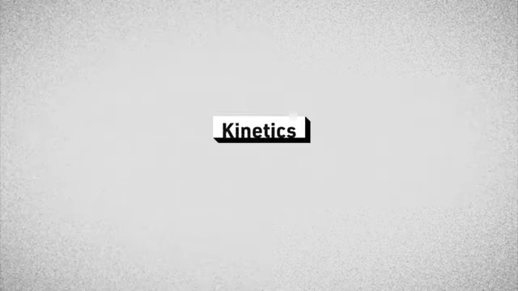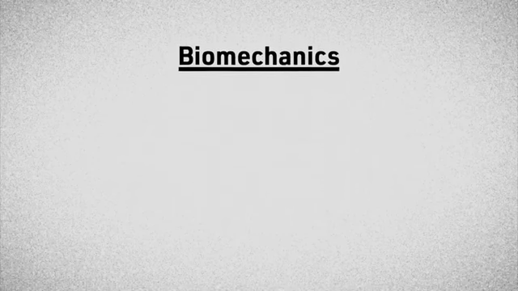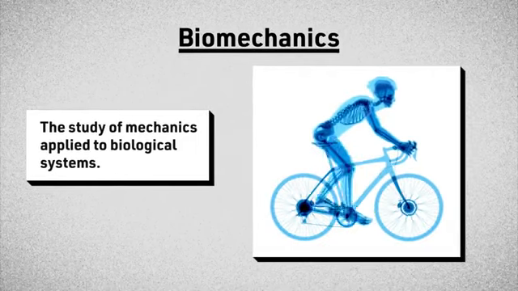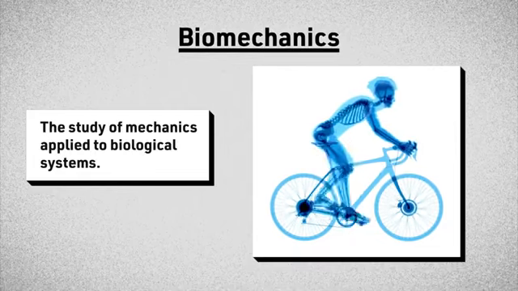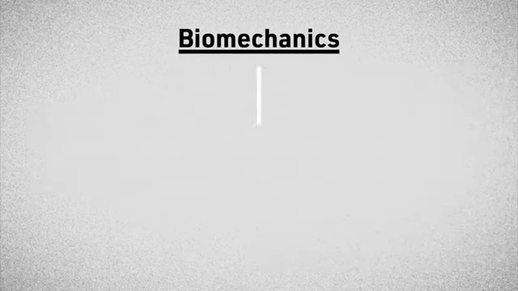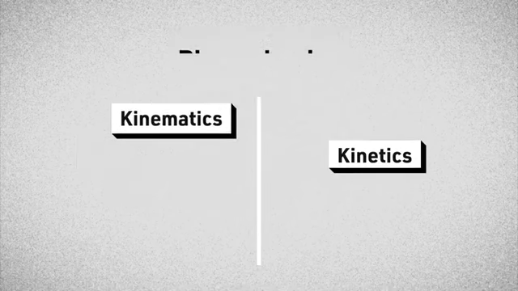Before we talk about kinetics and kinematics, we need to take a step back to understand the term biomechanics. Biomechanics is the study of mechanics applied to biological systems. Therefore, human biomechanics is the branch of science that studies human movements, its causes and effects. Biomechanics can be divided into two areas, kinematics and kinetics.